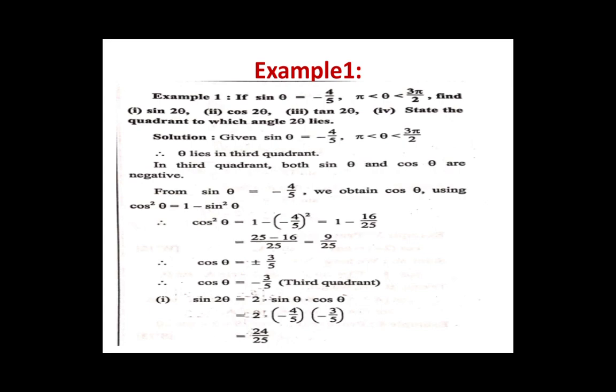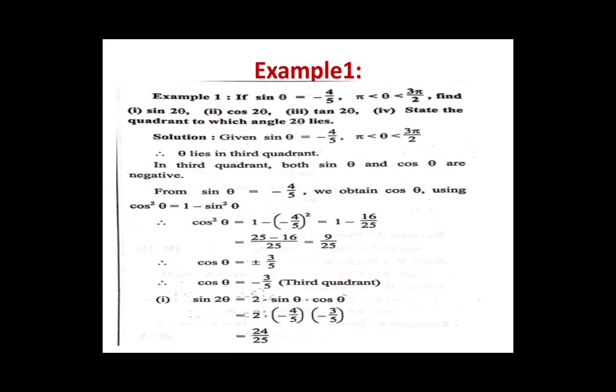So previously we had seen the formulas for sin 2 theta, cos 2 theta, tan 2 theta. Then we had also seen the formulas for sin 3 theta, cos 3 theta and tan 3 theta. Then we had derived the half angle formula from the multiple angle formula. So we had already completed the multiple and submultiple angle formula. Now let us see an example based on multiple and submultiple angle formula.